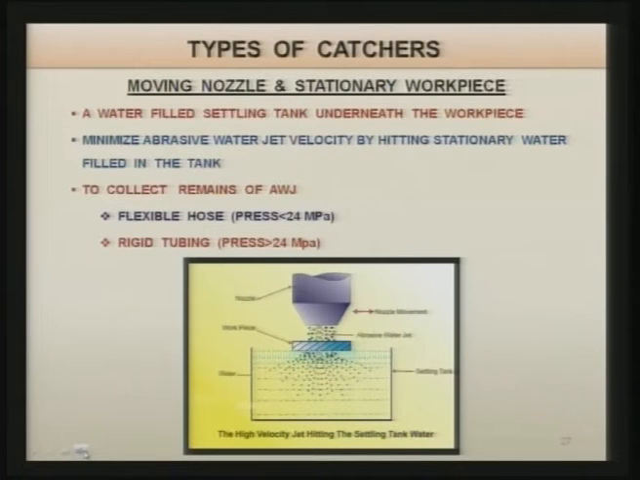Now, here you can see clearly this is the nozzle and the jet is cutting, the abrasive water jet is coming in the water tank, and this is the tank filled with the water, and abrasive and water jet when they hit the water stationary in the tank, their velocity reduces considerably before it reaches the bottom of the tank.